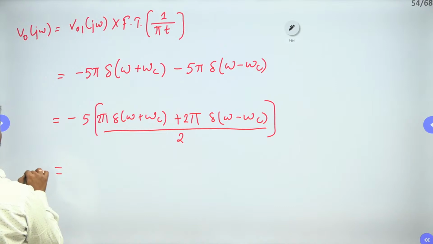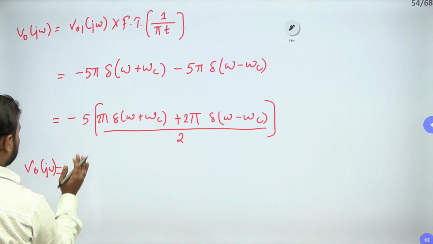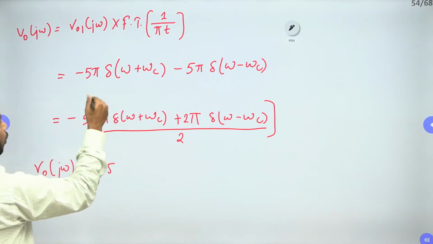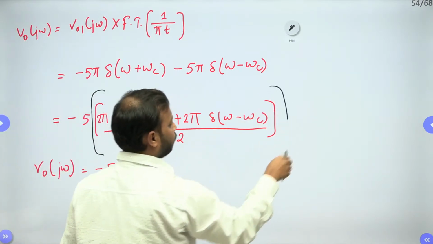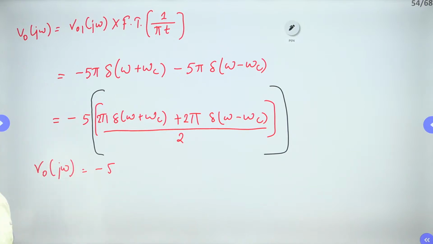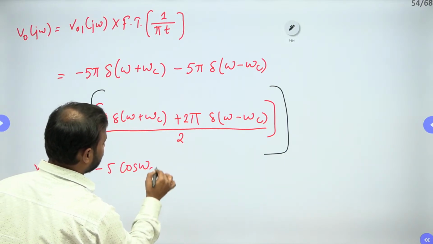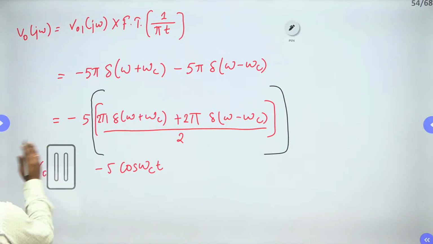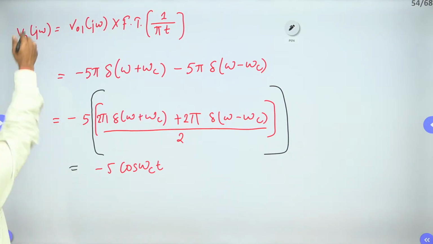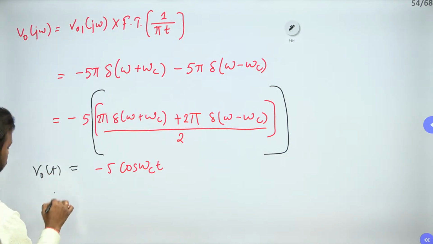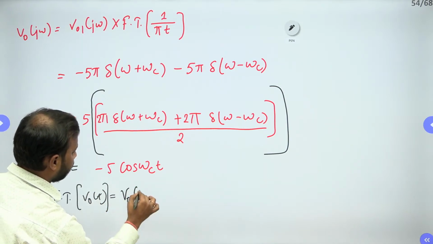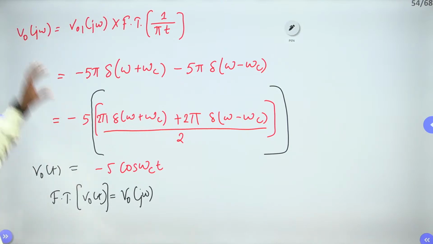So, this V naught of j omega will be minus 5. So, the Fourier transform of this part will be what? Everybody please let me know. The Fourier transform for this part will be what? Cos of omega ct. Sorry, let me write it directly. Fourier transform of V naught of t, I have taken it as V naught of j omega. So, take the inverse Fourier transform, and you will get this value. Am I clear?